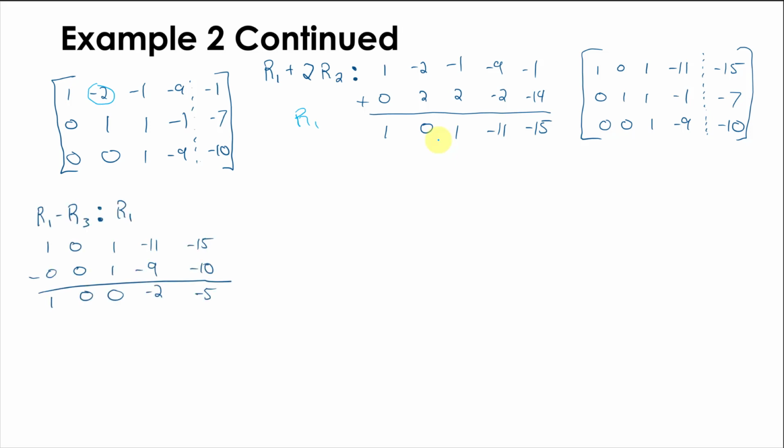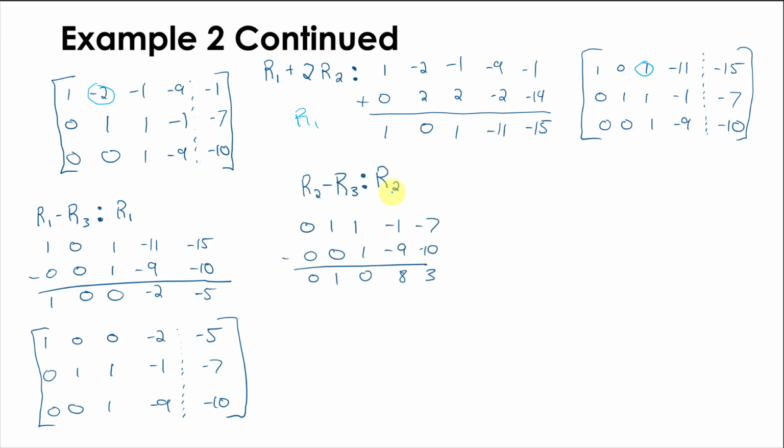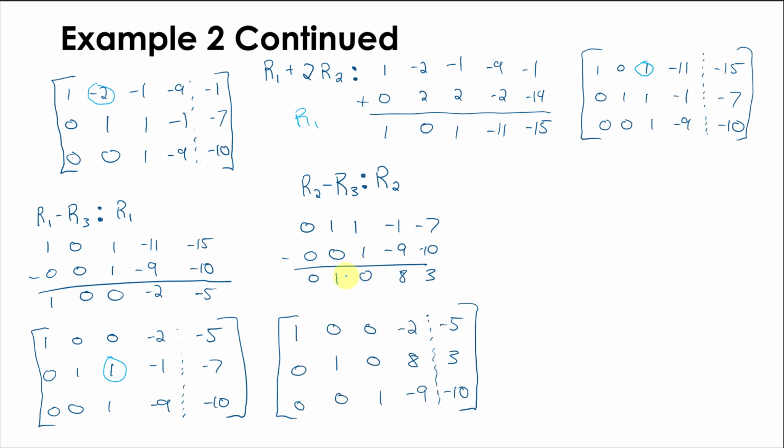Okay, so now in order to get rid of my 1 here, I'm going to take row 1 and subtract row 3, and that's going to be my new row 1. So my matrix looks like this. And then I'm going to take row 2 and subtract row 3, and that's going to be my new row 3. Again, now I'm trying to get rid of this one right here. So I'm taking row 2 and subtracting row 3, and that works. I get rid of that 1, and that becomes a 0.